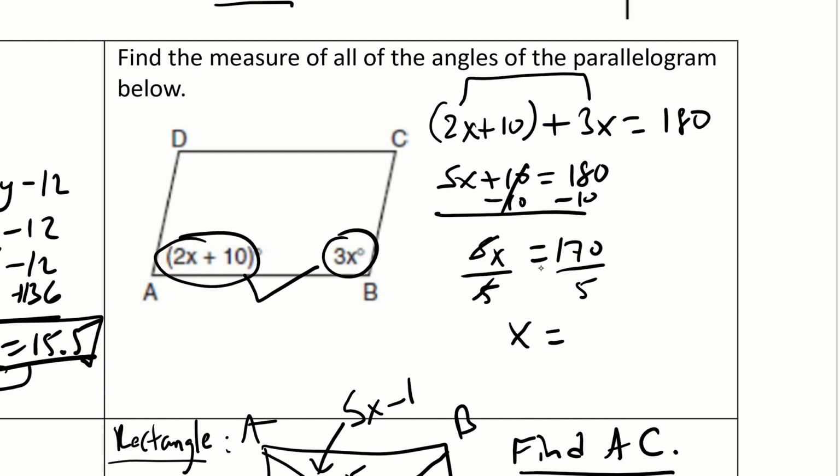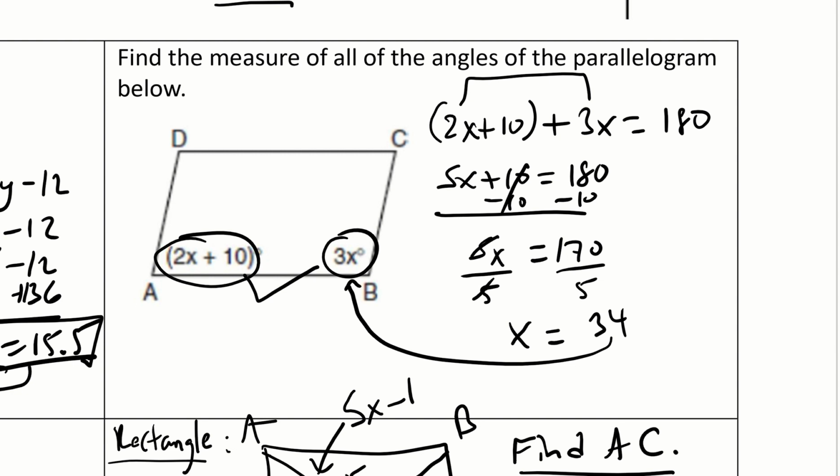X equals, so we got 170 divided by 5. 5 goes into 17 3 times. And so you get 34 for x. And then we're going to plug this in to get all the angles. So we're going to plug this into here. So I plug it in there.